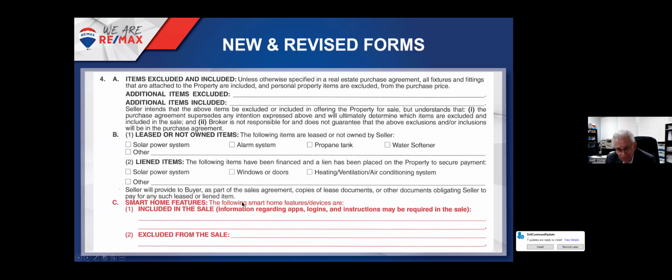Now, on a 4C, not a big deal, you can list smart form features that will be included and excluded. And that's good to know because you can be aware of that when you are negotiating offers. So that's a good thing for you to ask the seller if there's any of these smart form features they intend to take with them. Let us know. And if you're going to include it, put it down, and maybe I can put it in the MLS. That might enhance the marketing.